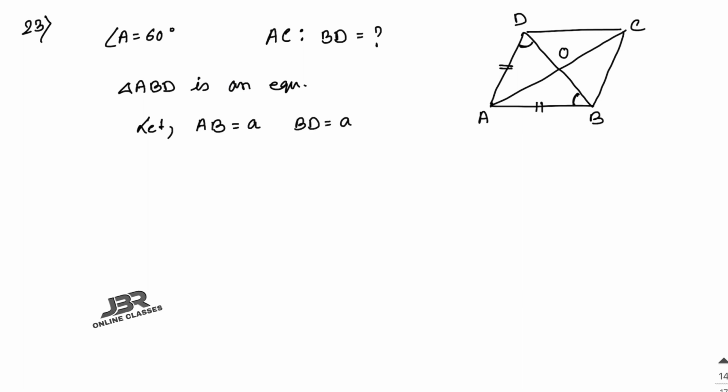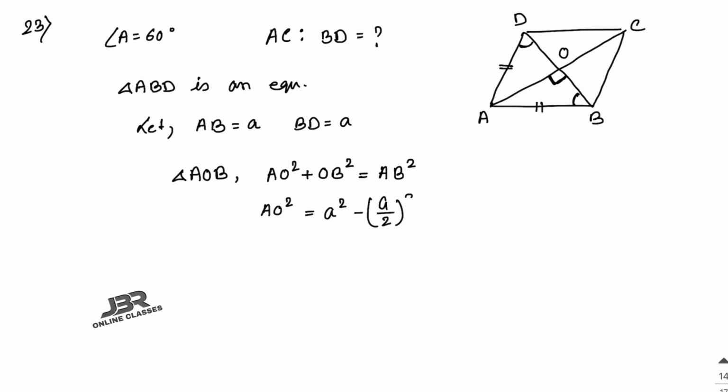Now in triangle AOB, this angle equals 90 degrees. So you can write AO square plus OB square equals AB square. So AO square equals AB square, AB square means A square, minus OB square. OB means half of A, so that means A by 2, so A by 2 square. So A square minus A square by 4. That means 3 by 4 A square.